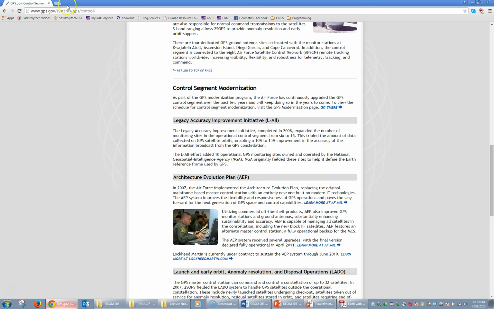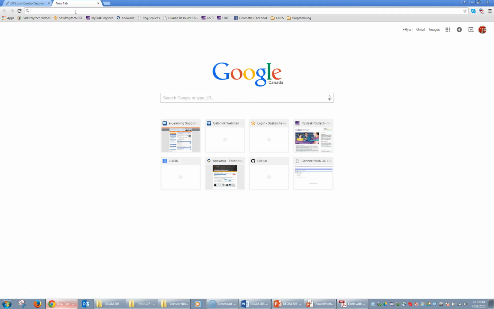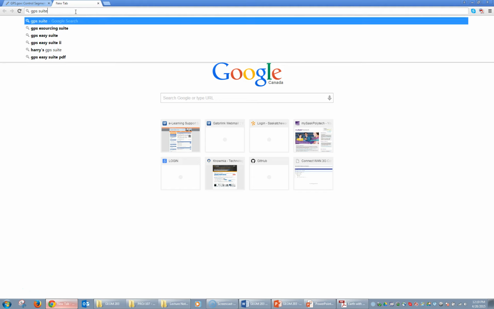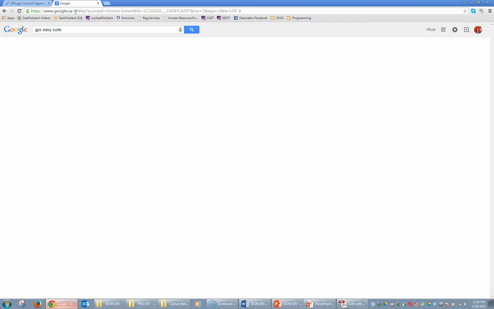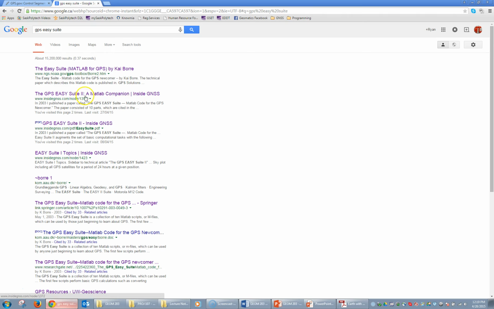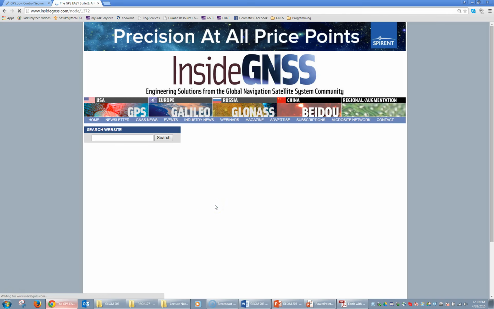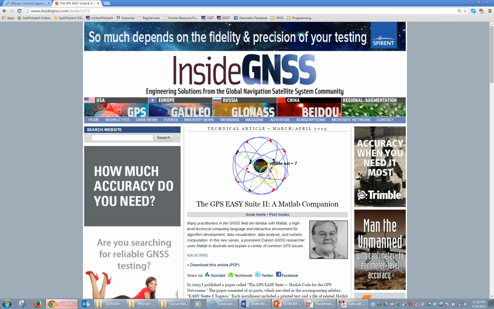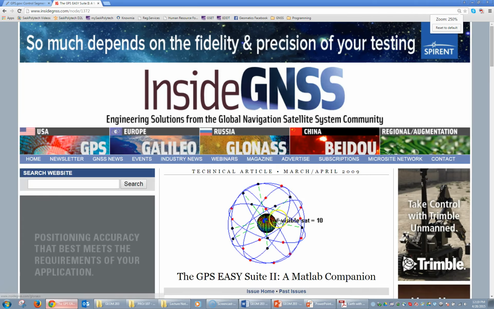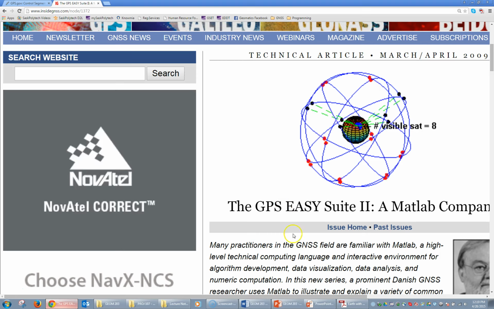There's one other thing I just want to browse to. It's on GPS World, and I was meaning to bring this up. If you Google GPS Easy Suite, and then you go to, or not GPS World, Inside GNSS, which is a publication, there's this nice little animated GIF, or animated image, this one right here. I really like this little image. I think it shows some really neat things.